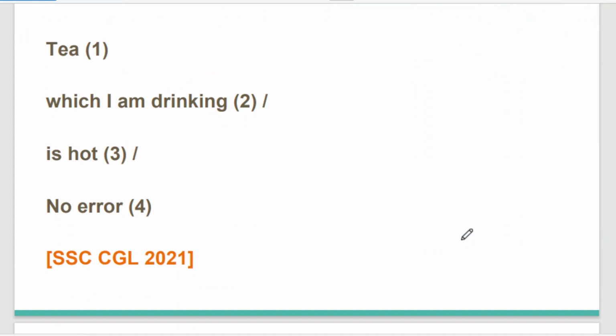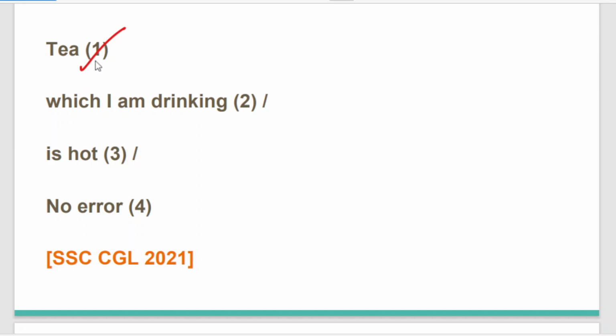Now coming to a very easy one. Let's try to find out the correct answer for this question. Alright. "Tea which I am drinking is hot." It's a very easy question, and we faced this question in SSC CGL 2021. Let's reread the question. "Tea which I am drinking is hot." Very easy to find out. The error is lying in part 1.